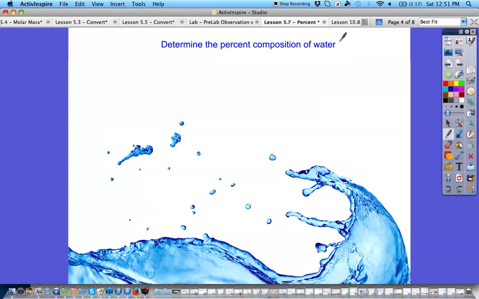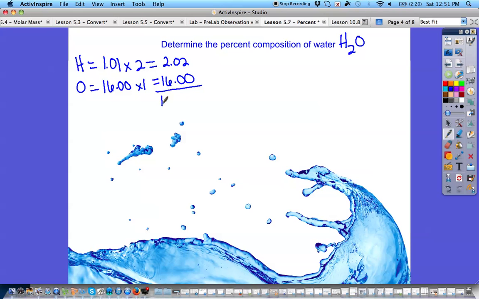So to determine the percent composition of water, water's formula is H2O. So we first need to find the total molar mass. To find molar mass, you take the average atomic mass times the number of elements to get the individual masses of each element. So this should be 2.02 and 16. Add them together to get our total molar mass, so 18.02 grams per mole is our total molar mass.